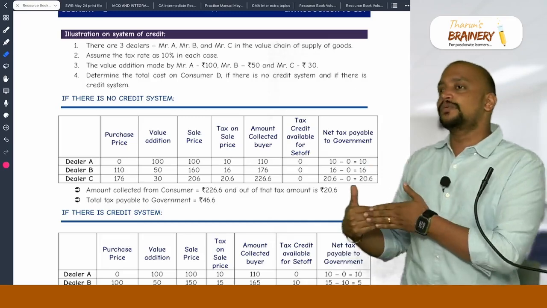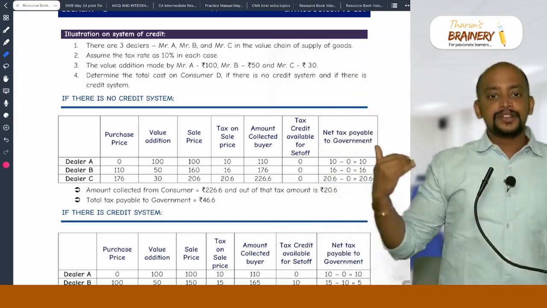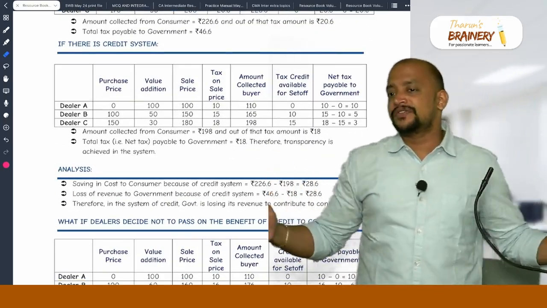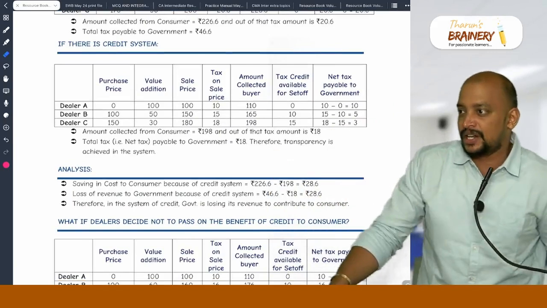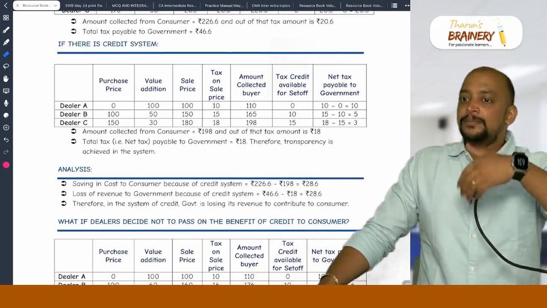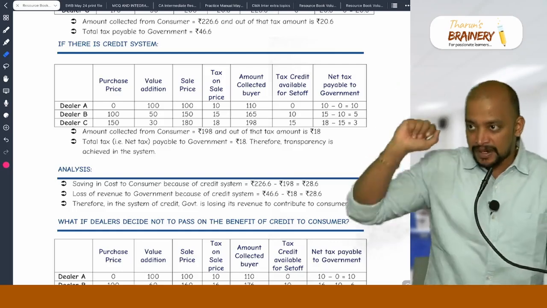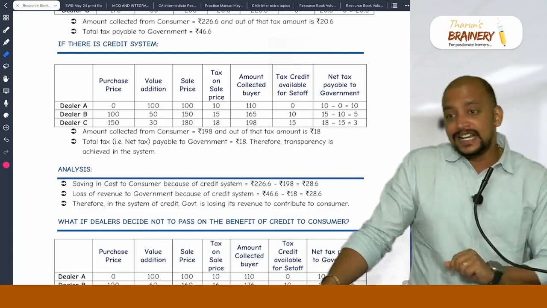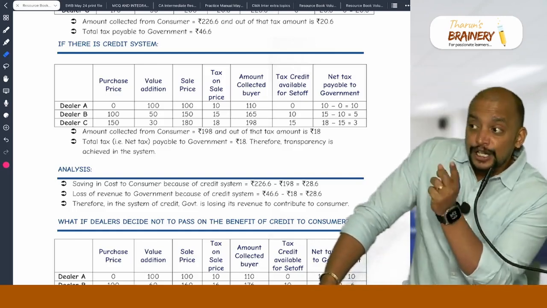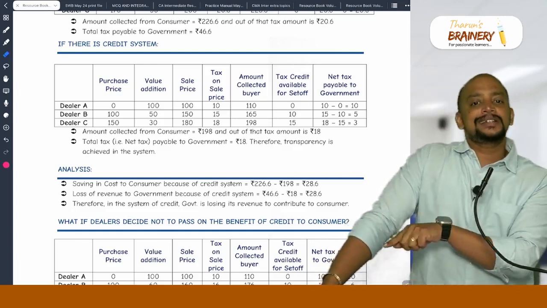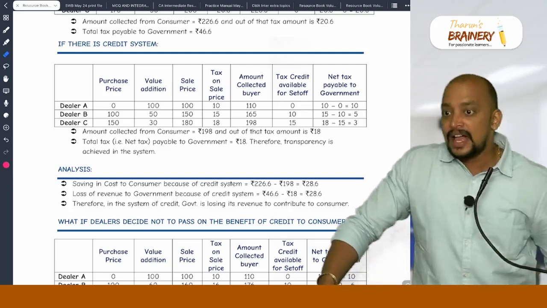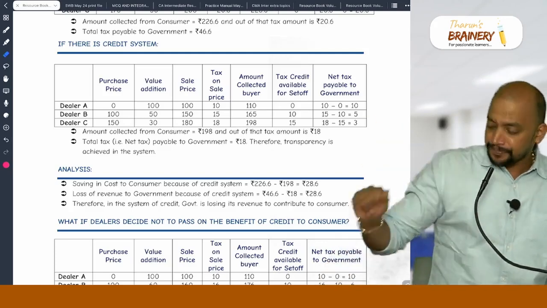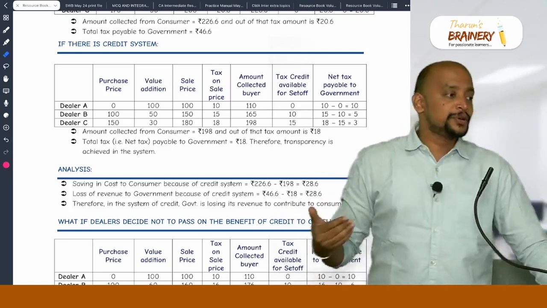So in this credit system, what happens, you can look into table number 2. In that second table, you can see if there is a credit system, dealer A, there is no difference, because dealer A is the first person in the transaction. So therefore 100 rupees plus 10 rupees, 110 rupees he will collect from dealer B. But dealer B, what will be taken as cost? 100. Why is dealer B's cost 100 rupees? Because the 10 rupees he can take as credit. Due to that reason, his cost will become 100, and he will make a value addition. What is the value addition made by dealer B? 50. So the price will automatically come down to 150.